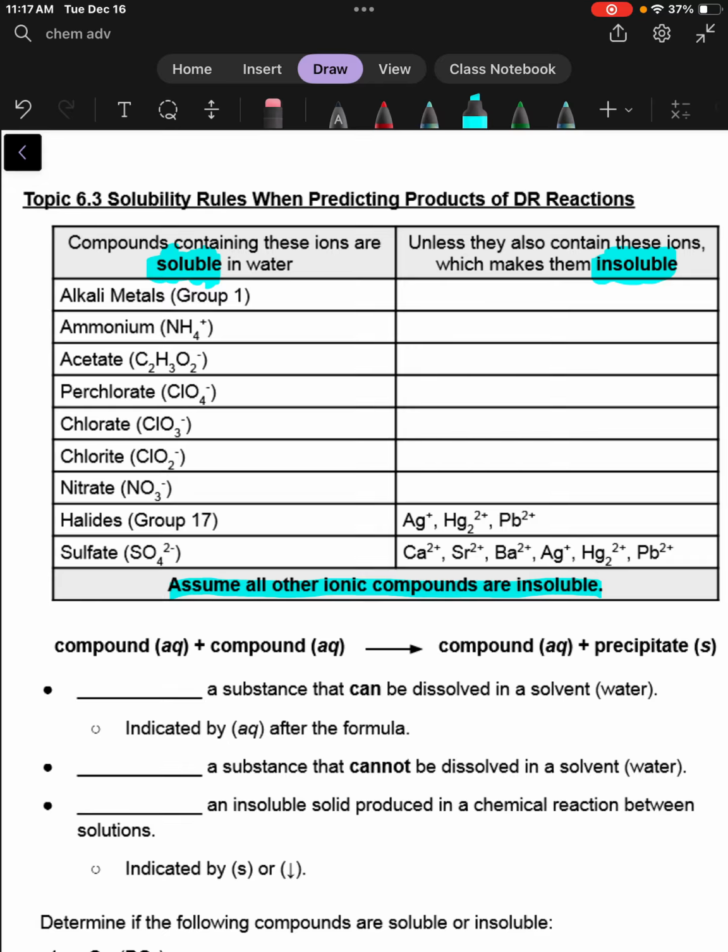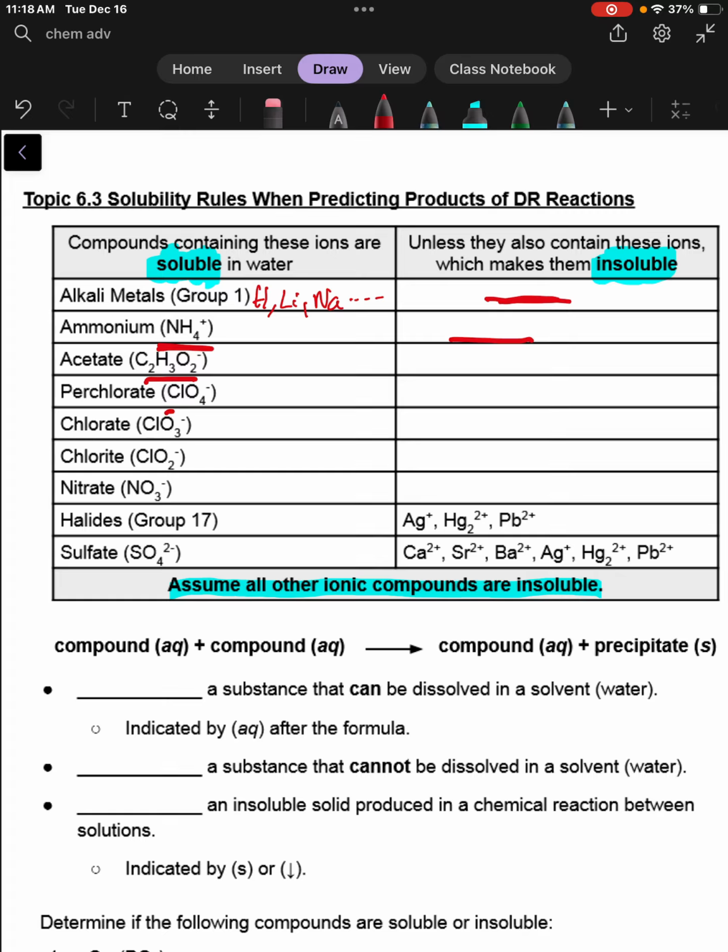Say, for example, all group 1. If you don't know what group 1 is, it is hydrogen, lithium, sodium, potassium. They are called alkali metals. Whenever you see them, they are all soluble. There is no restriction here. That means everything is completely soluble. Also, if you see the cation ammonium, the same thing. There is no restriction. Every ammonium compound is soluble.